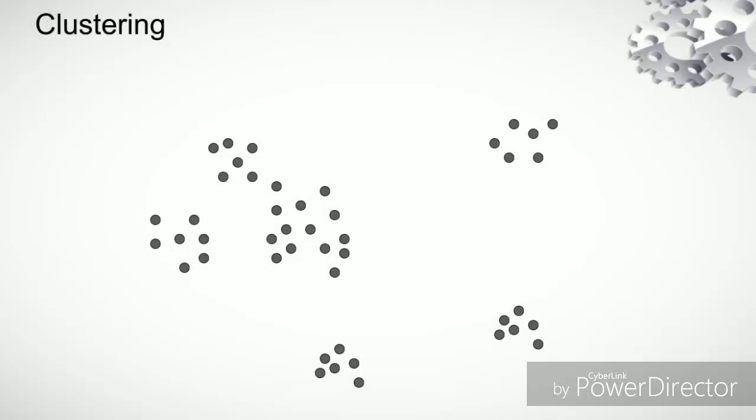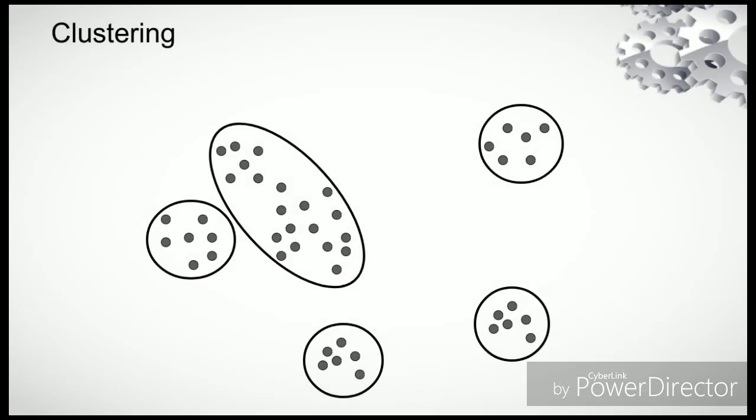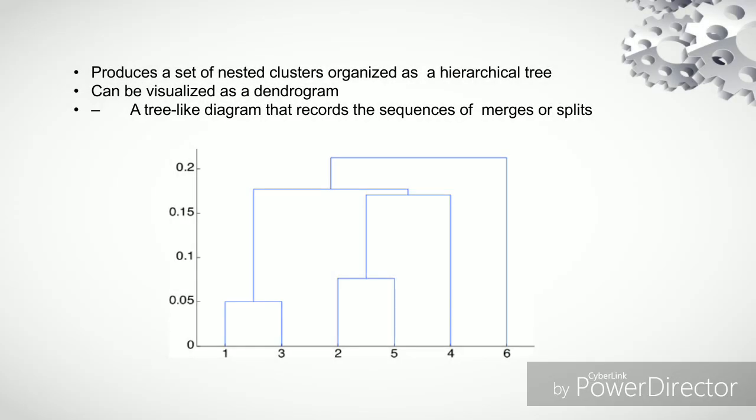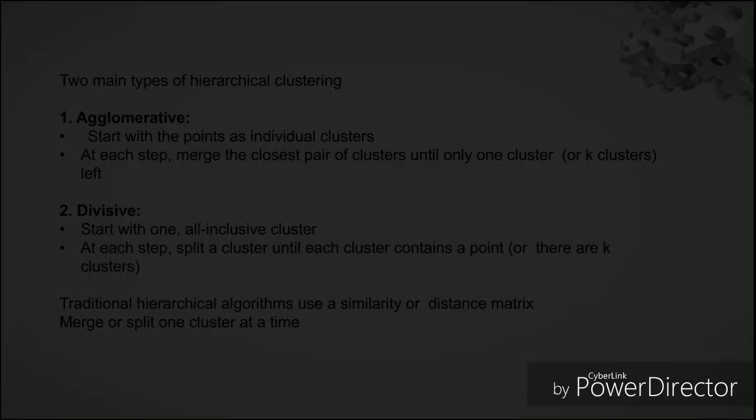How is a cluster formed? Given some data points plotted, we have to consolidate similar data points to form a cluster. After combining similar data points together, we get clusters as shown. Hierarchical clustering produces a set of nested clusters organized as a hierarchical tree. It can be visualized as a dendrogram. A dendrogram is a tree-like diagram that records the sequence of merges and splits as shown below.